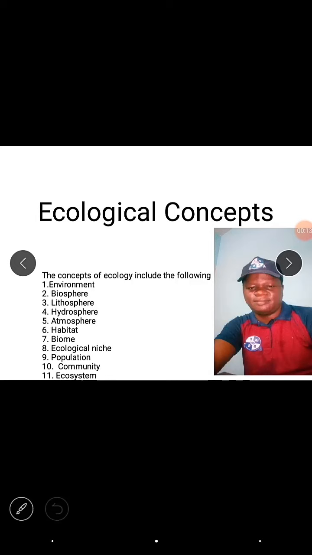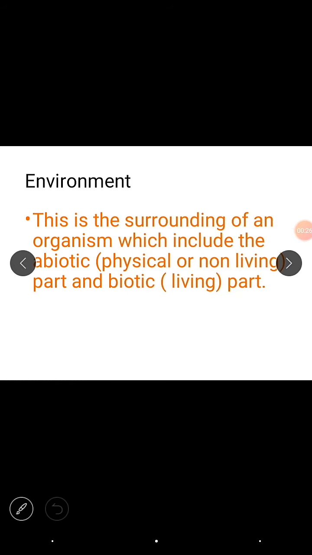As you know, this is Mr. Odolatunji. We are going to look at some basic ecological concepts here today. Those are the ones you've seen that are highlighted. So we go to the first one, which is environment.